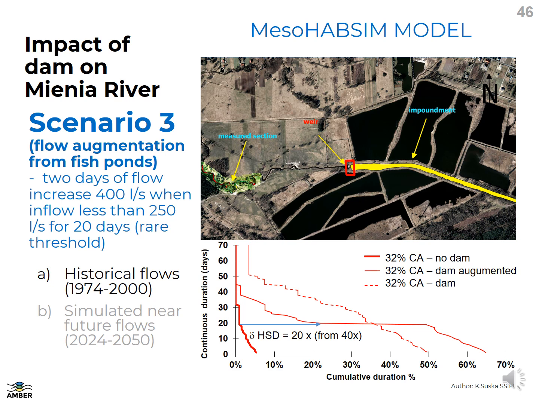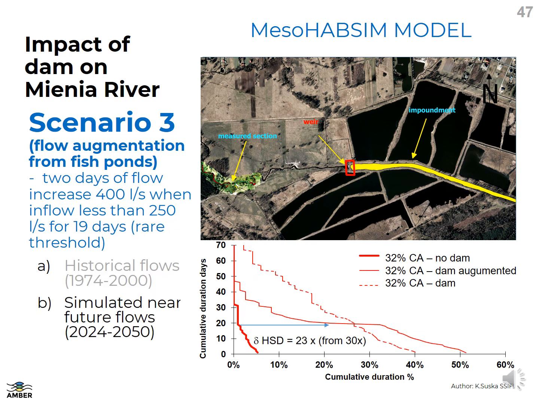Introducing flow augmentation under historical flow conditions would reduce the alteration of habitat stress days from 40 to 20 times, and under simulated near future conditions actually from 30 to 23 times.